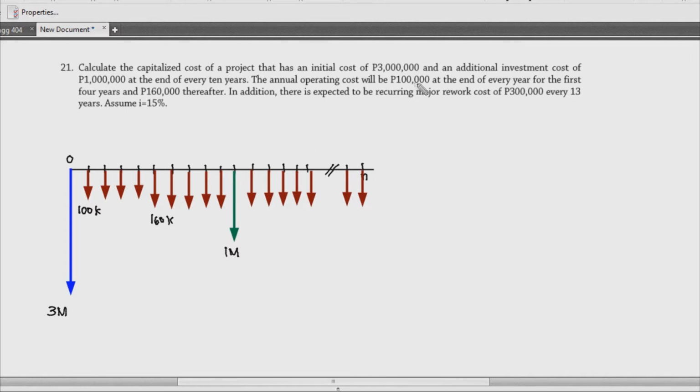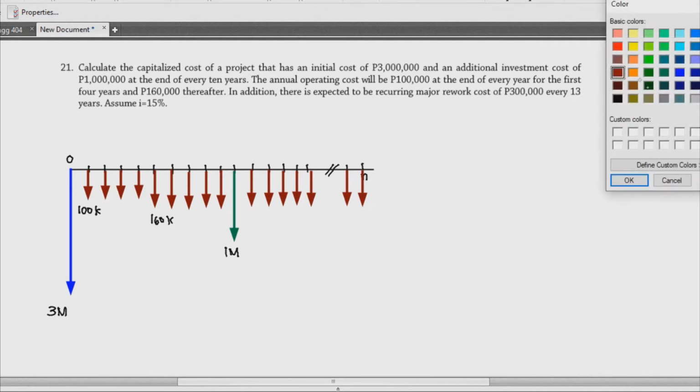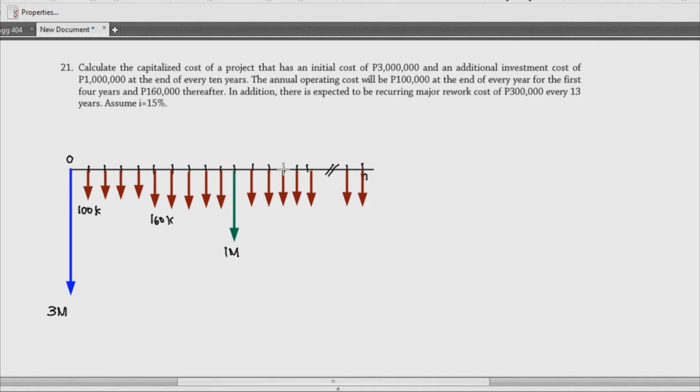Now, I think there is one more. There is an expected recurring major rework cost of 300,000 every 13 years. This is 10 years, so there is an additional payment at 13 that we have to incorporate as well. Let's use this color. And then 13: 10, 11, 12, 13. It's here, so it doesn't overlap with this one, since that one is 1 million. So it's around here, 300k.